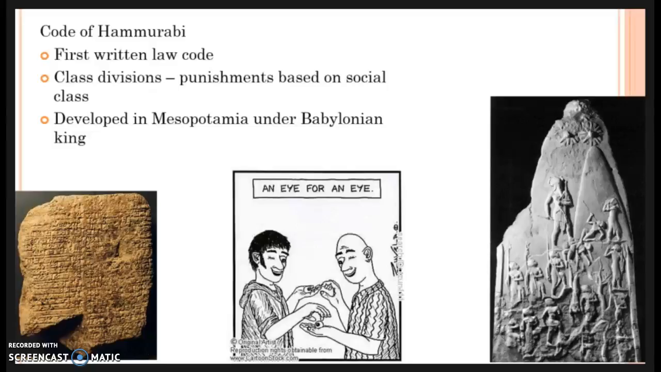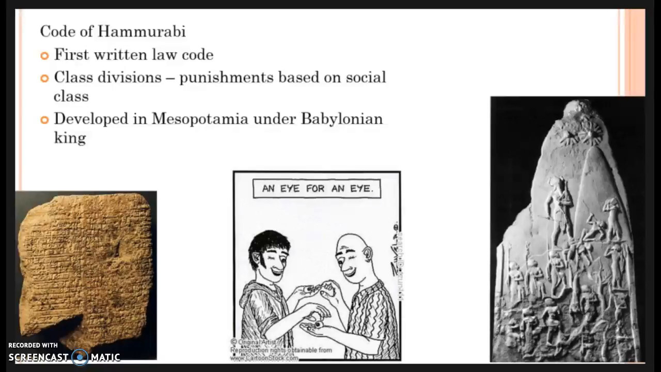Law number 196 reads, "If a man puts out the eye of another man, his eye shall be put out." Law 195 says, "If a son strikes his father, his hands shall be cut off." But in reality, this wasn't an eye for an eye justice. It wasn't equal for everyone. There were class divisions, and punishments were based on social classes.